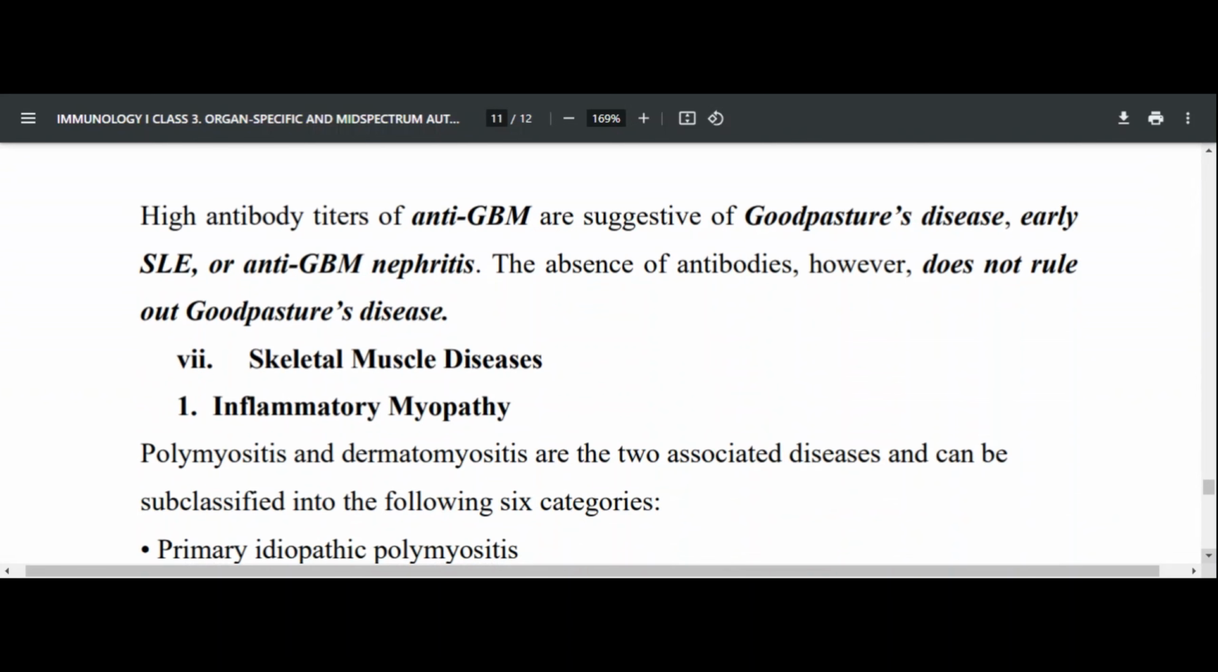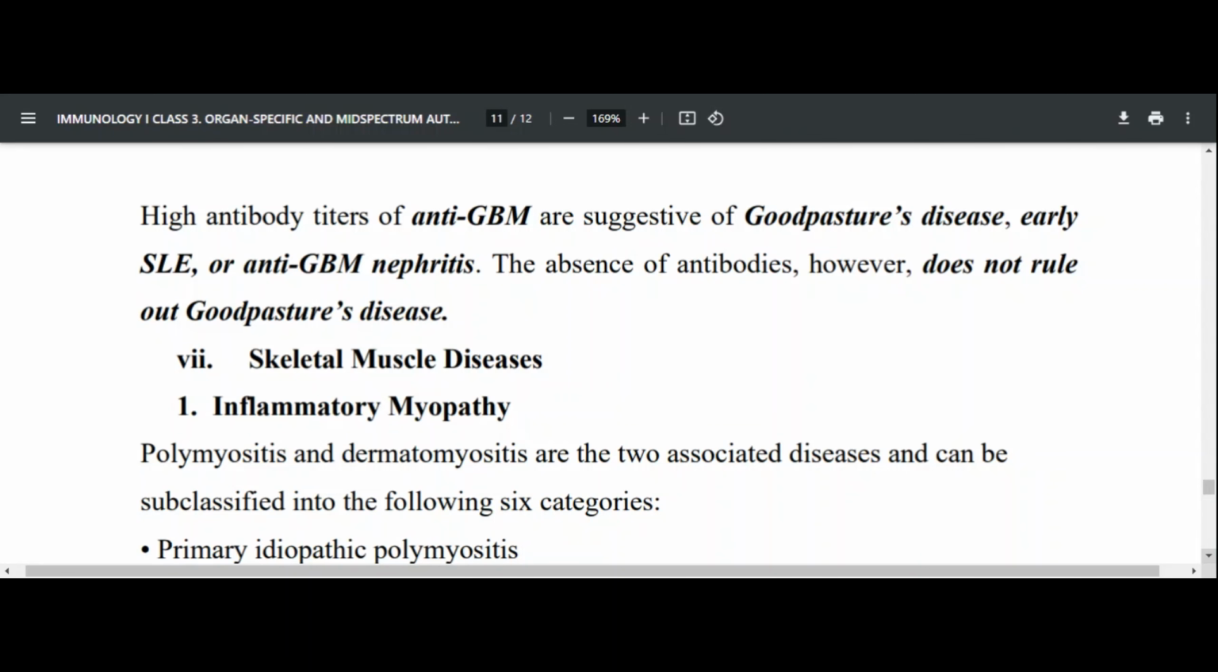Also, anti-glomerular basement membrane antibodies can sometimes be found in anti-GBM nephritis and systemic lupus erythematosus. But their absence does not rule out Goodpasture syndrome. Sometimes even Goodpasture syndrome can occur without anti-basement membrane antibodies. In fact, sometimes other antibodies can be associated with Goodpasture syndrome.